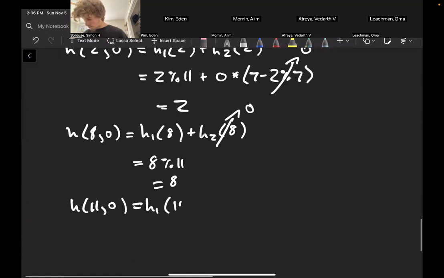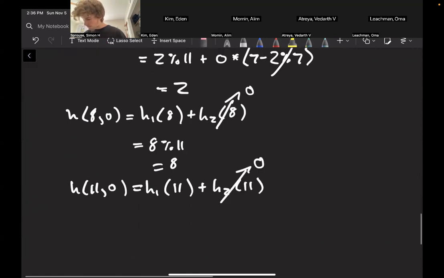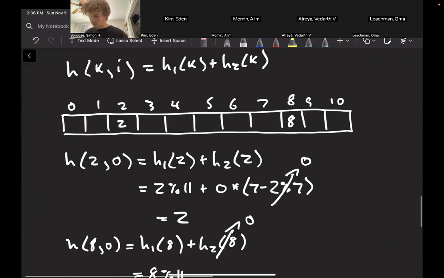Bear with me. Plus h2 of 11. We know this is 0, and we're going to get 11 mod 11, which is 0, so 11 goes here. All good so far.